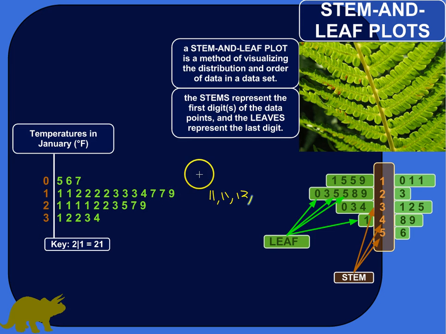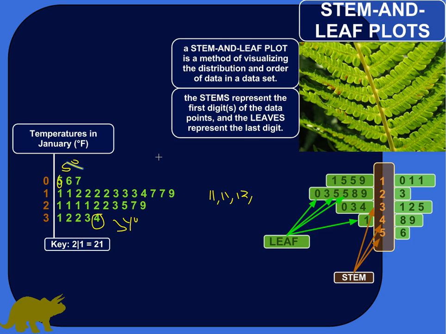So that's one advantage. Two, I can see the order of the values, from the smallest to the greatest. Here I've got 5, 6, and 7 degrees. Those are the lower values. Here I've got 31, 32, 32, 33, and 34 degrees. So my highest observation was 34 degrees Fahrenheit, and my lowest is 5 degrees Fahrenheit. So it's easy to see what's the lowest and highest value, so we can see the range of the values.